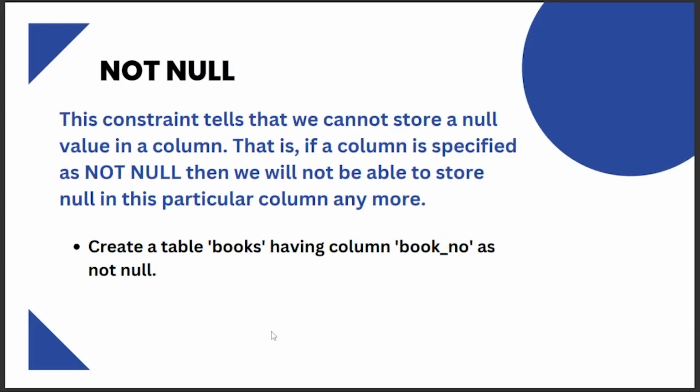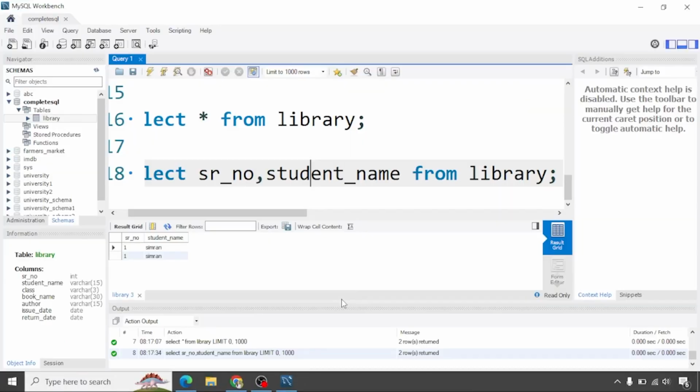Let's begin with the first constraint, which is the not null constraint. This constraint tells us that we cannot store a null value in a column. If a null value is stored, then it will not accept this particular value in the column. Let's create another table, books, which is having the book number as not null. I'll show you the syntax as well.